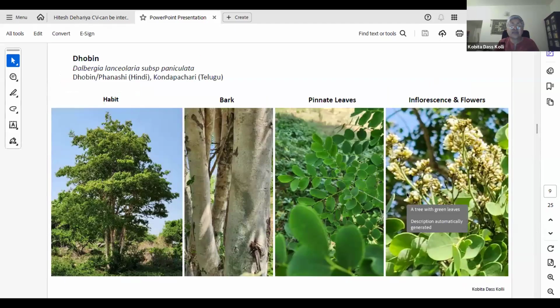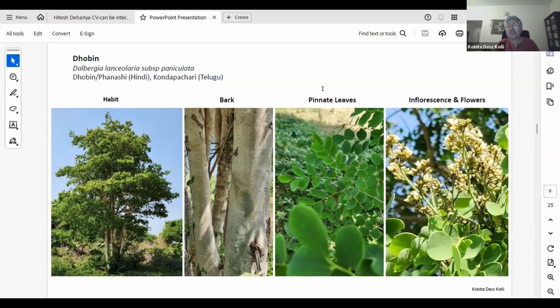Okay, so here is a tree which was a little problematic, and I'll tell you why. I could get a clear picture, so this is again a wonderful picture of the habit. It was growing wild. This is the Dhobin, Dalbergia lanceolaria, subspecies paniculata, I'm sorry. So we have two subspecies here, and it's very important for us to make out the difference. Here, this particular subspecies paniculata has a pale bark, which is why I took a close-up of the bark and trunk. Then the leaves are slightly different.